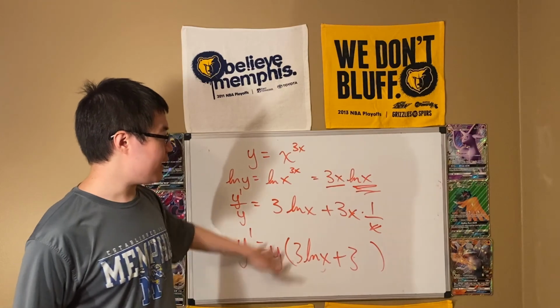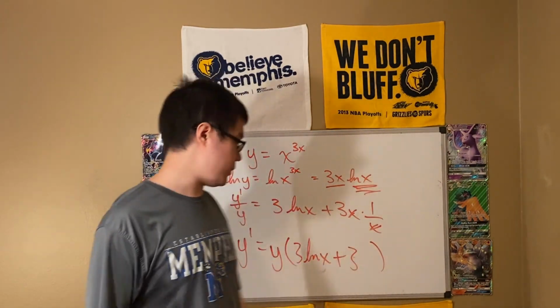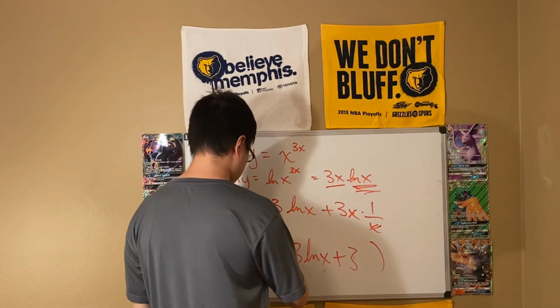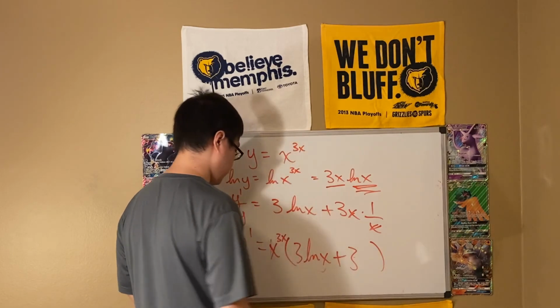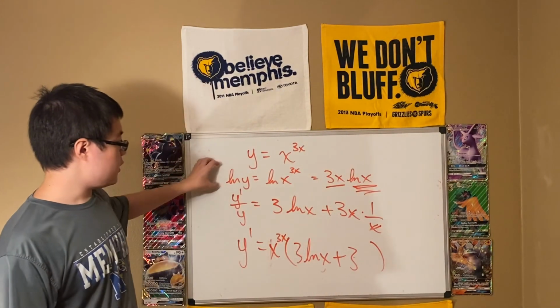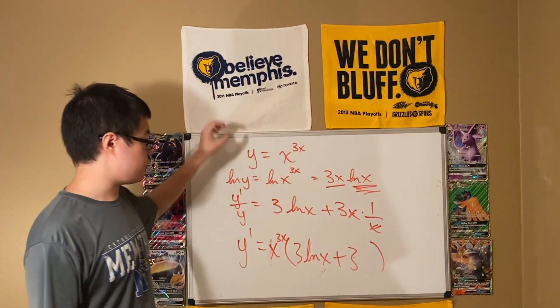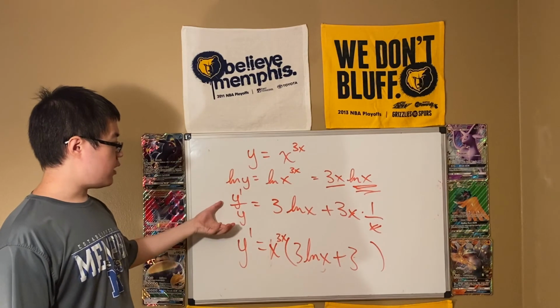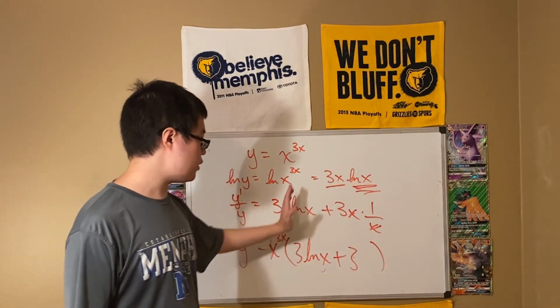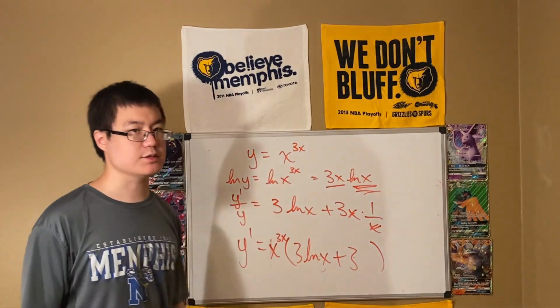But remember that y is originally x to the 3x, so I'm going to replace with that, and then I'm going to be done. Notice how easy this process is. Not too crazy. And you will know how to do this because it's not too bad. Again, ln both sides, bring the exponent to the front, y prime over y on the y side, product rule on the x side, bring the y over, replace the y with the original.